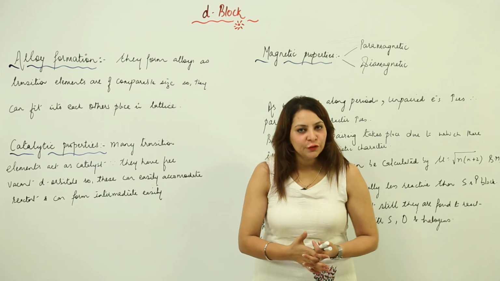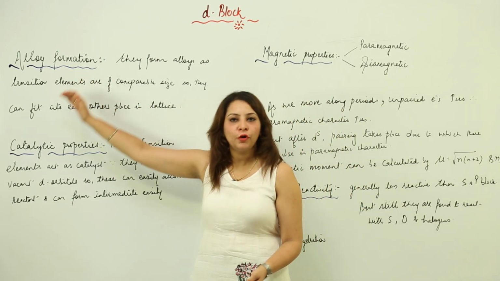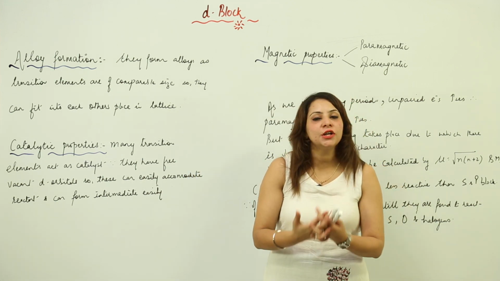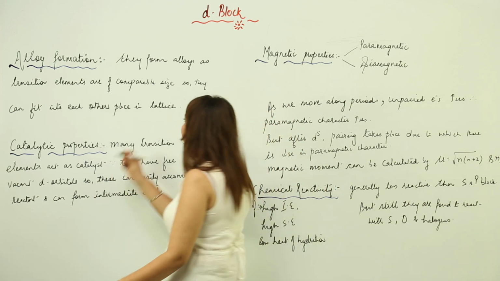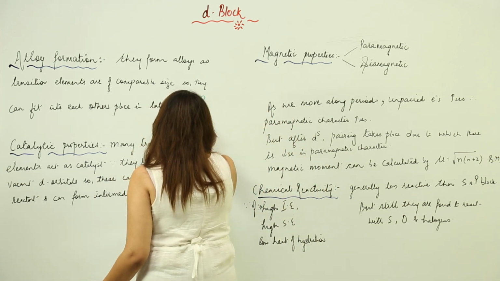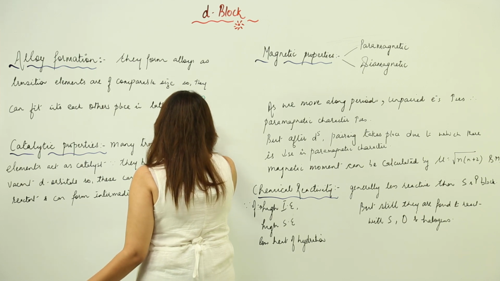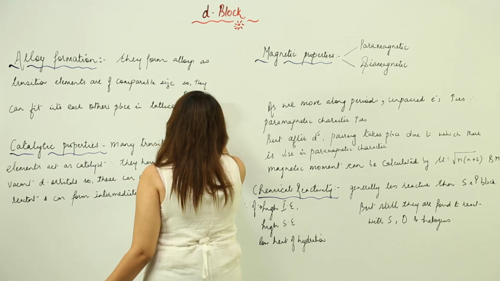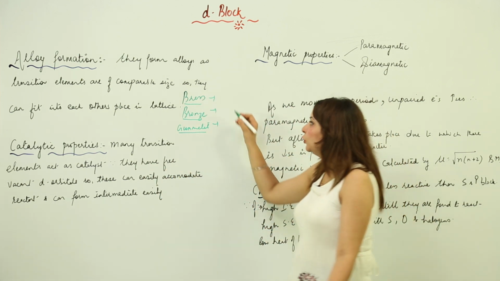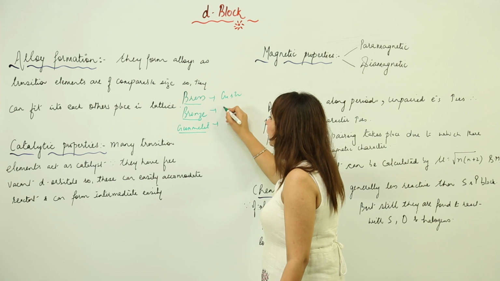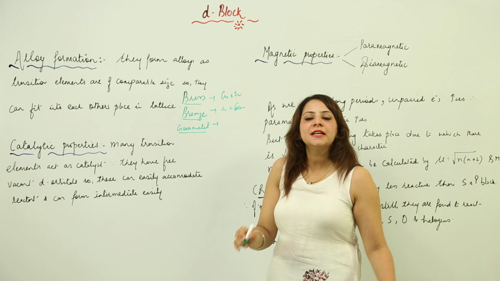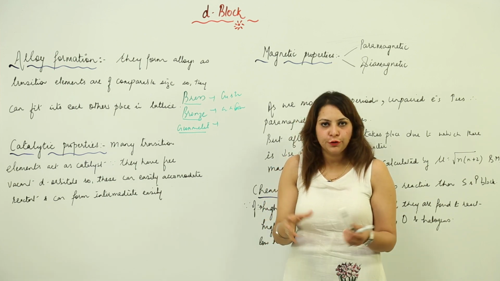Now coming to the property of the d block, that is the alloy formation. You'll be surprised to know that most of the alloys which we see in our general routine life, that is brass, bronze, gunmetal and many more, are actually made up of transition elements. As you know, brass is formed of copper and zinc, bronze of copper and tin. Likewise, there are many; most of the transition elements actually lead to the formation of alloys.